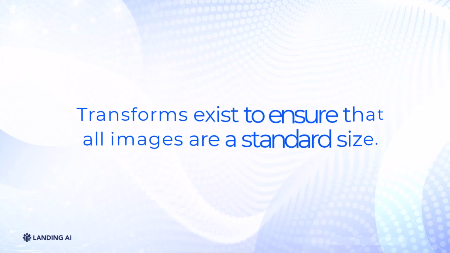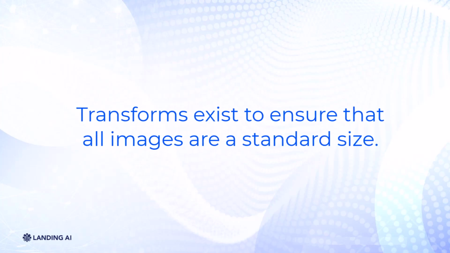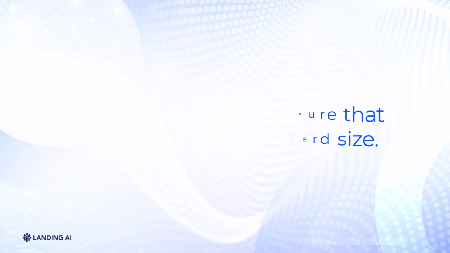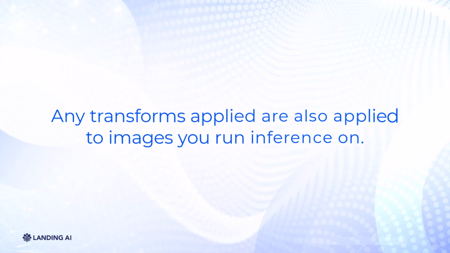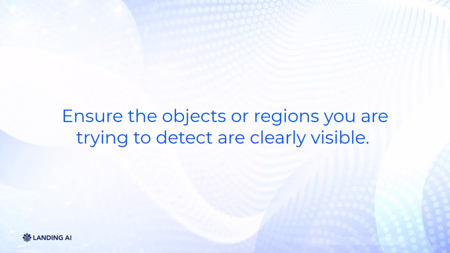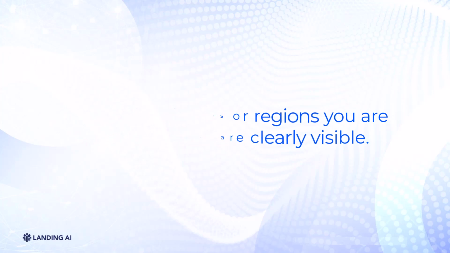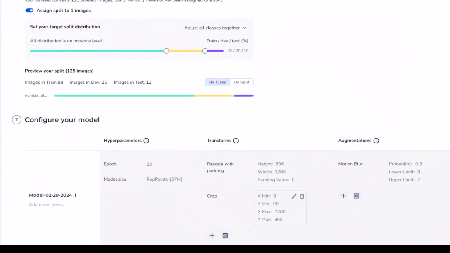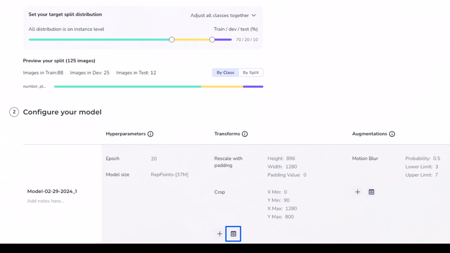The transform setting exists to ensure that all images are a standard size. Any transforms applied here are also applied to images you run inference on. After applying these transforms, ensure the objects or regions you are trying to detect are clearly visible. You can spot check your changes by using the Preview tool.